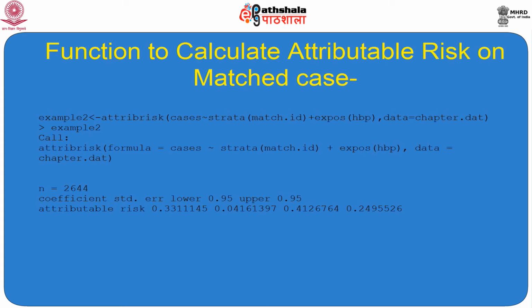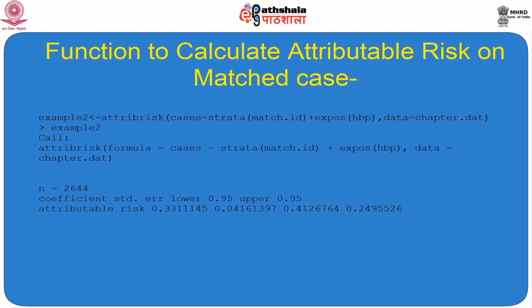Example 2 is assigned as attributable risk with cases following strata of match.id plus exposure of HBP, and data equals chapter.dat is given. Once we call example 2, as a result we get a total number of observations of 2644, with a coefficient for attributable risk of 0.33, standard error of 0.04, lower confidence interval of 0.41, and upper confidence interval of 0.24.